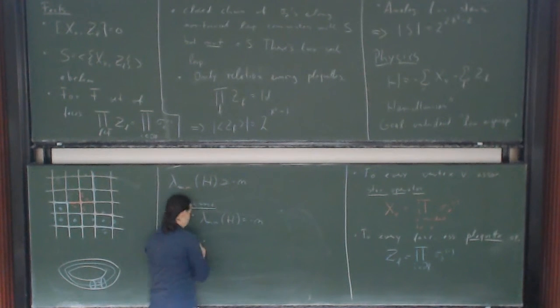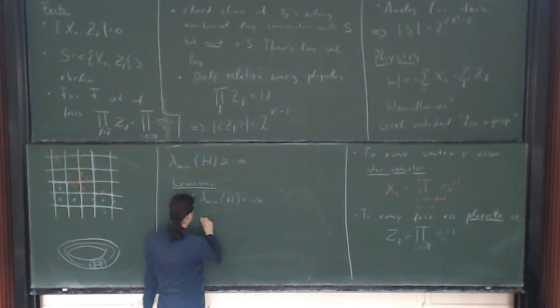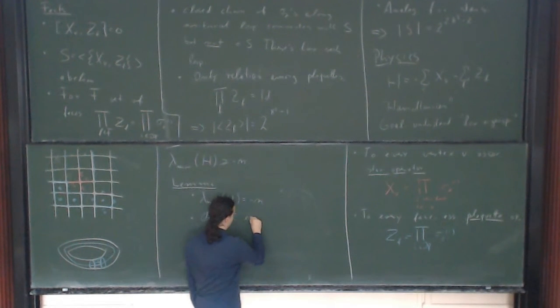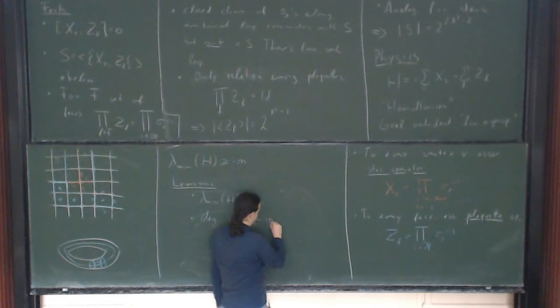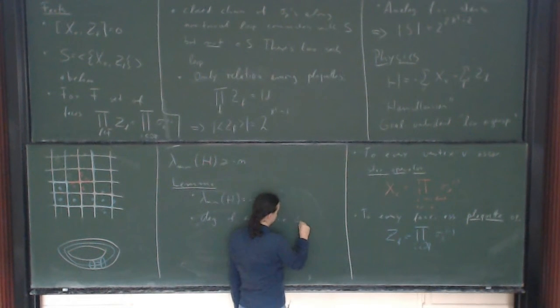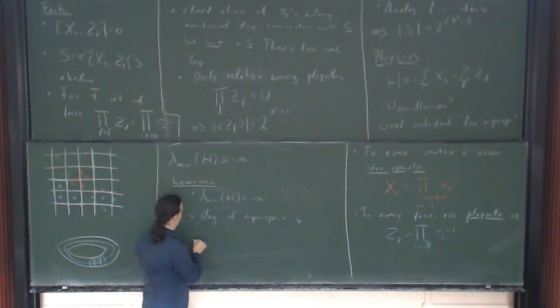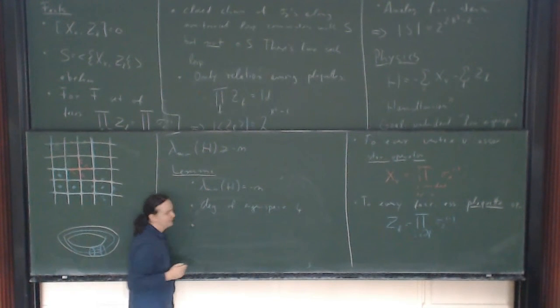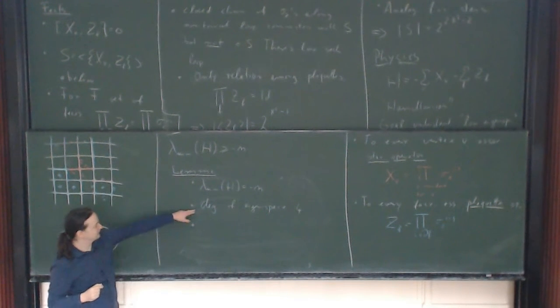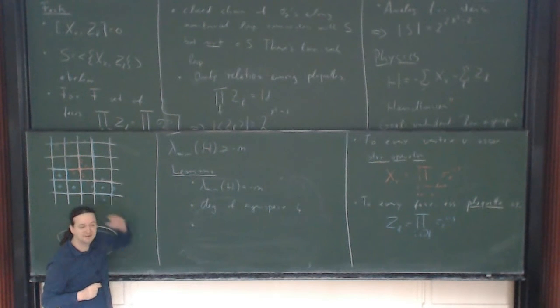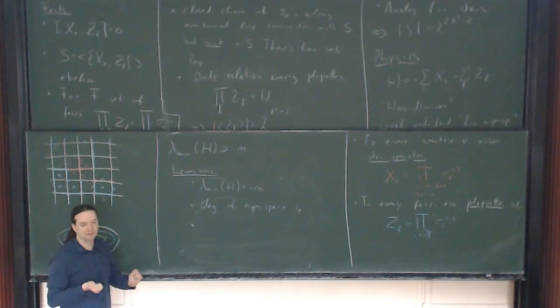And what is more, the ground state degeneracy, the degeneracy of this eigenspace, is 4. And lastly, and now comes the thing. This eigenspace is stable against any local perturbation.